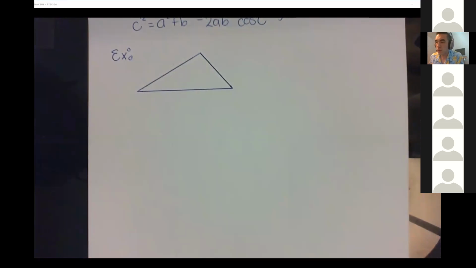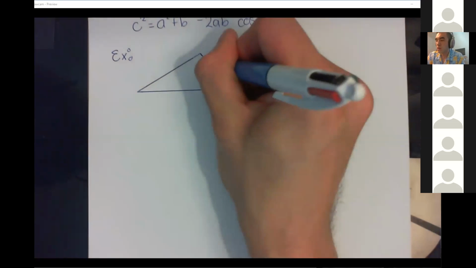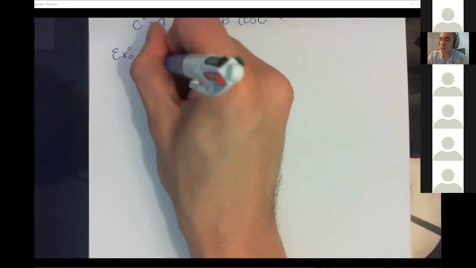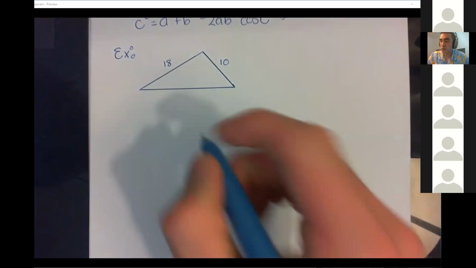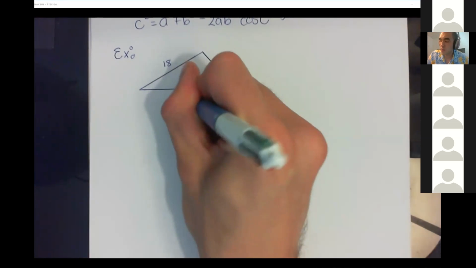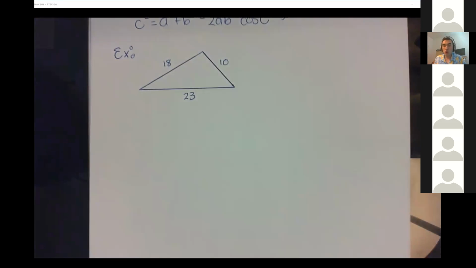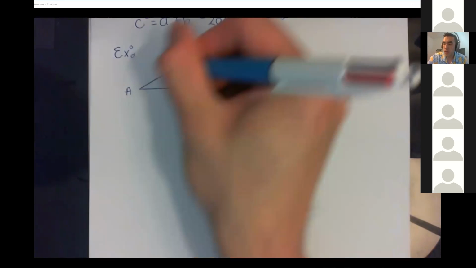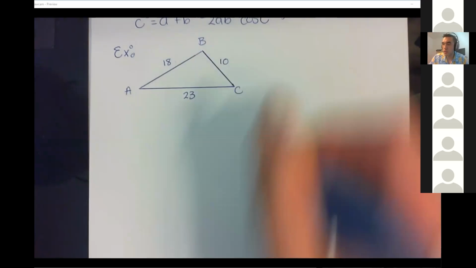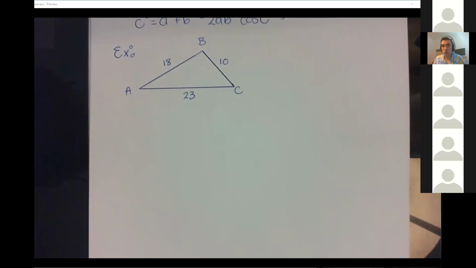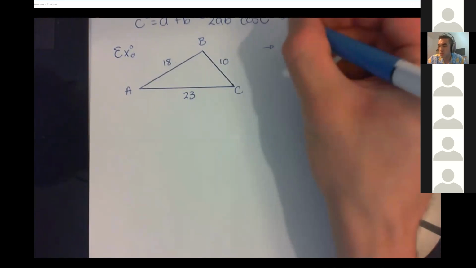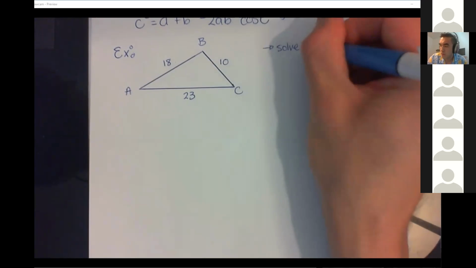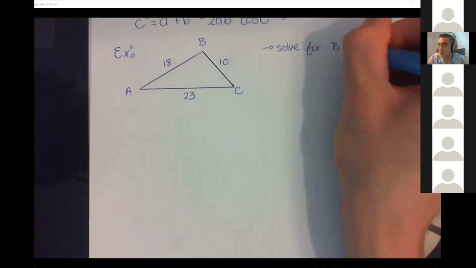And let's say that the following are our lengths. So this length here is 10. This length here is 18. And then over here on the far side, this length here is going to be 23. And I'll just go ahead and toss the labels on here, angle A, angle B, angle C. All we have time for today is to solve for angle, pick one, A, B, or C. B. Okay, so we're going to solve this for angle B.